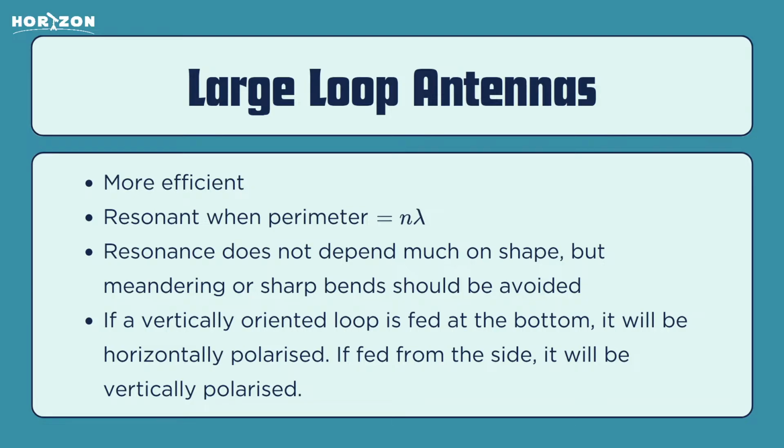But you should still avoid excessive meandering or sharp bends, because sharp bends may cause localized increases in current density, which can heat up your element and increase the resistance. And the bends and the meandering, basically the geometry of the loop, would still affect the way the electric and magnetic fields combine. So you may end up with distorted or weaker fields.